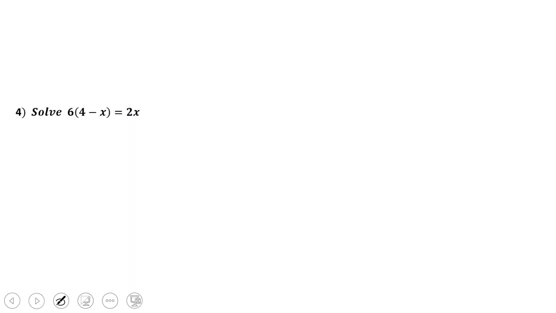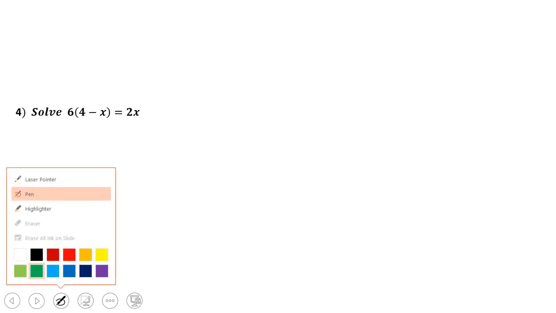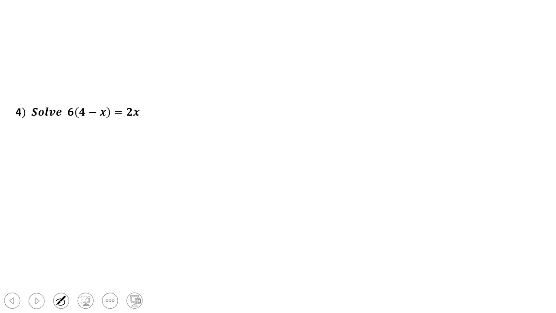Thank you for joining us for example 4, solving 6 times the quantity 4 minus x is equal to 2x. And once again, we see those parentheses. So now we're going to continue to simplify by eliminating those parentheses. And the most common way, the way people are most comfortable with, is to distribute. So I'm going to take the 6 times 4 and get 24. 6 times a negative x gives me negative 6x is equal to 2x.